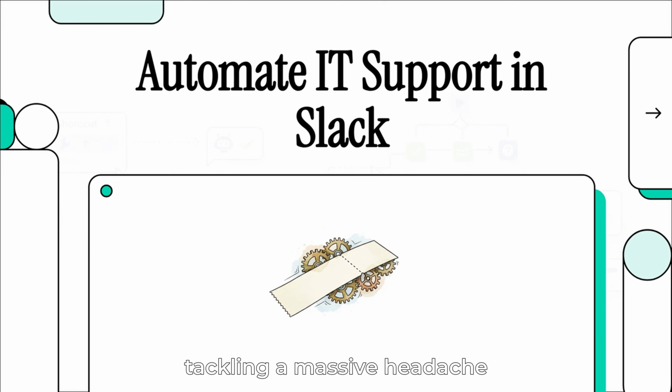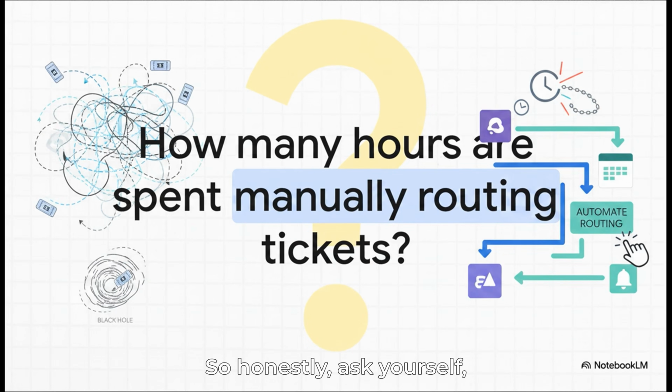Today, we are tackling a massive headache that plagues pretty much every growing engineering and IT team out there. I want you to take a quick second and really think about the sheer manual chaos of your current IT support routing. You know exactly the vibe I'm talking about, right? The endless barrage of random pings, the totally scattered context, the frantic scrambling to figure out who's actually on call today. It's a lot.